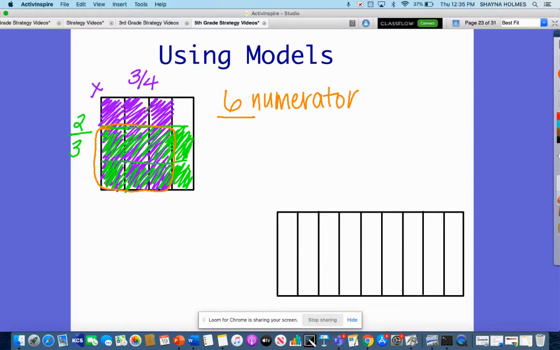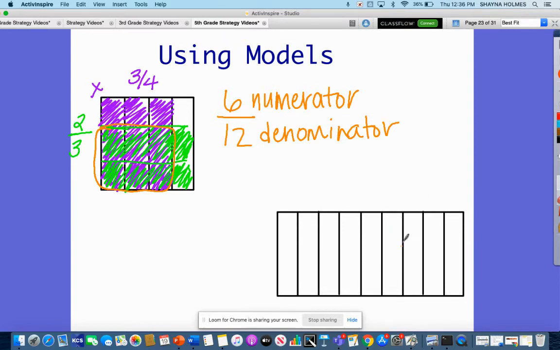Okay, now how I'm going to find my denominator is all of these pieces together. I was able to find that after I divided them into fourths and then into thirds. So my new denominator will be 1, 2, 3, 4, 5, 6, 7, 8, 9, 10, 11, 12. That is my new denominator.